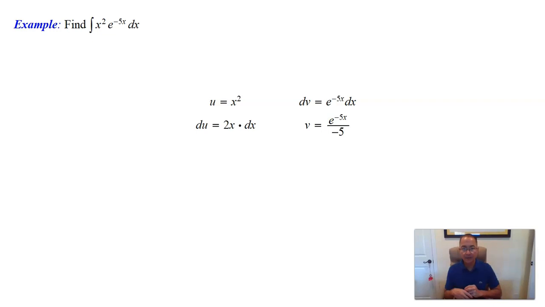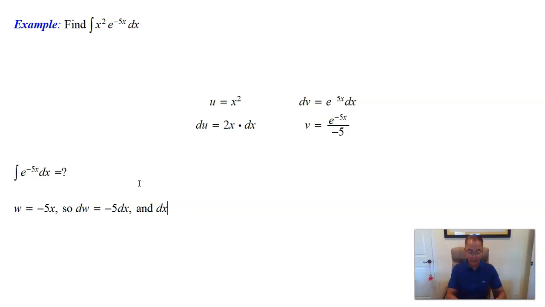If you're wondering where that came from, okay, fine. Let's integrate e to the minus 5x. Perhaps you have forgotten how to do that. It was at the end of one of our older videos. So we want to integrate that. Then we will use a small substitution. w equals minus 5x. So dw will be minus 5 dx, and dx is minus 1/5 dw.